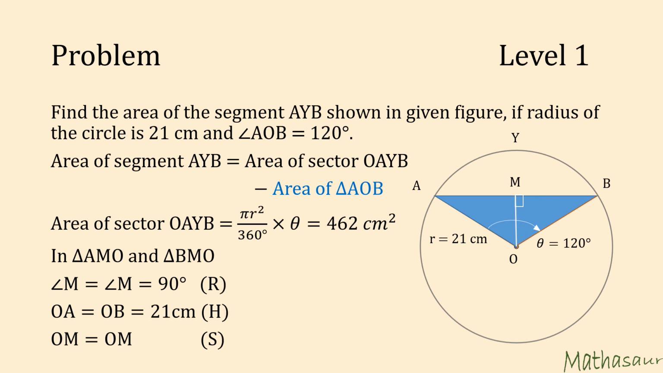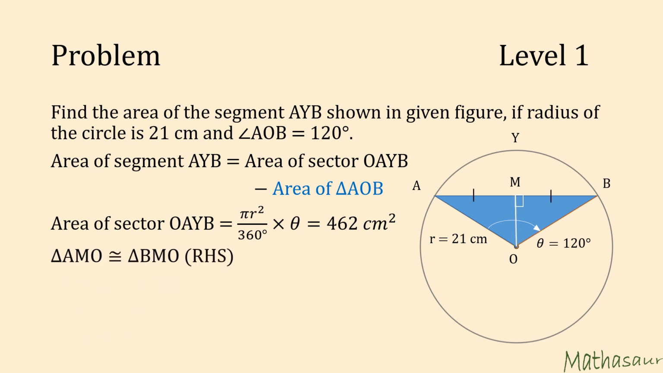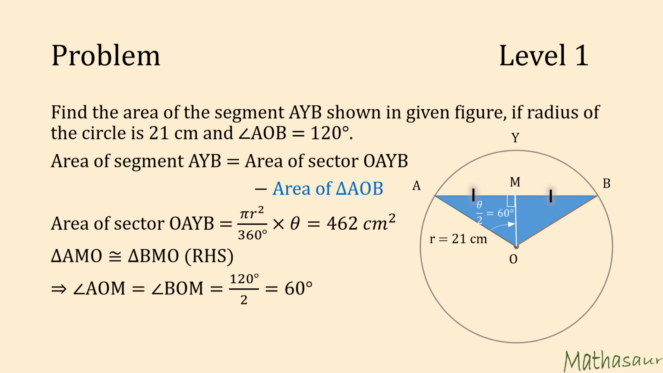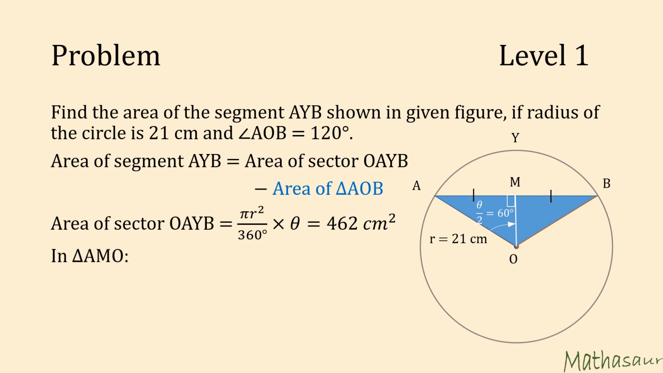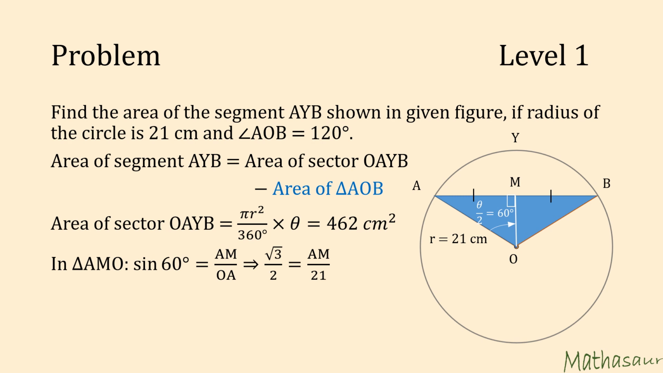So by RHS, the two triangles are congruent. This tells us that angle AOM is equal to angle BOM, which is equal to theta by 2 or 60 degrees. Also, AM would be equal to BM since the two triangles are congruent. Now in triangle AMO, we can apply trigonometric ratios and find out the value of AM. It comes out as 21 times square root of 3 divided by 2.